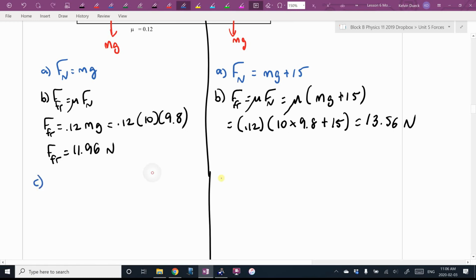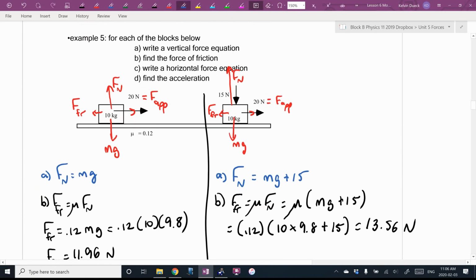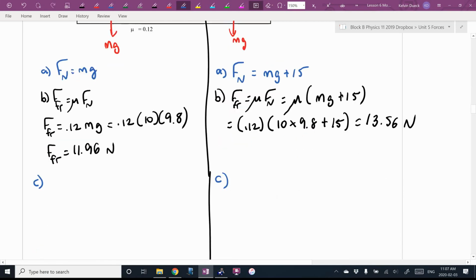Serenity C says write a horizontal force equation. So in my free body diagram, who's probably winning horizontally? I think that's the F applied. Who's probably losing? What's winner minus loser always equal? MA. So I'm pretty sure it's going to be F applied minus friction equals MA.